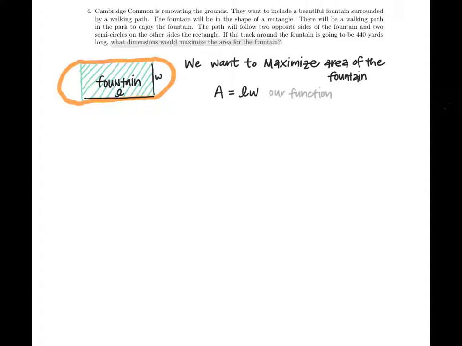This is called our constraint. I'm going to highlight it in red, and then I'm going to color code it down here and do work with the constraint in red as well. Now, why is it called the constraint? Well, it gives us information that says W and L can't be whatever we want. It's saying that if you choose W and L, it has to be so that the track around the fountain is going to be 440 yards.